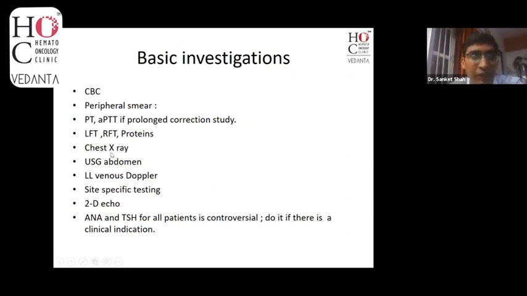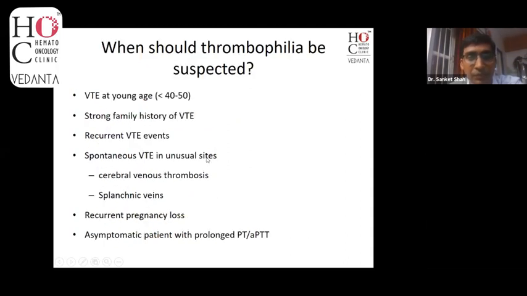Chest X-ray, sonography of the abdomen, lower limb venous Doppler, site-specific testing and imaging. 2D echo is also an important test which should be done in most of the patients presenting with thrombosis. ANA and TSH we are doing commonly, but their role is controversial, and if there is a clinical indication, we should do that. So when to suspect thrombophilia?